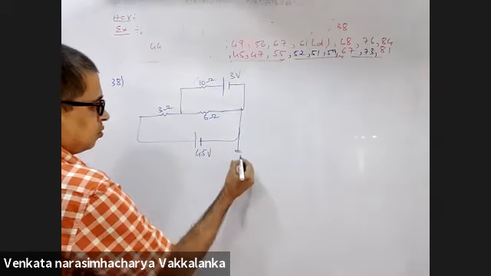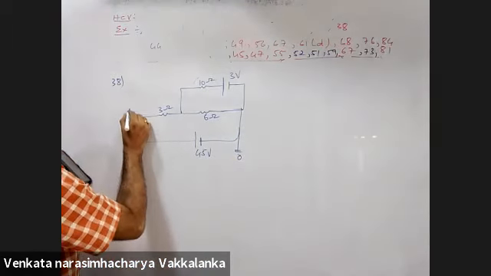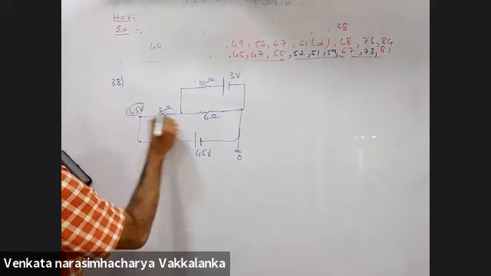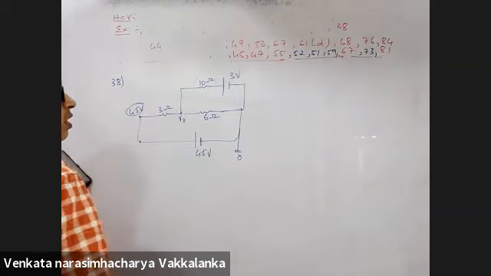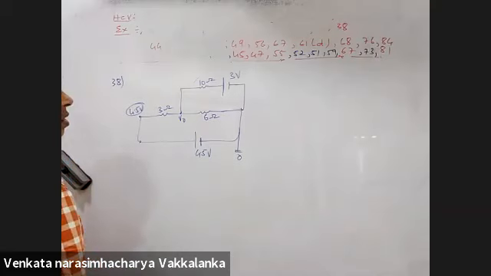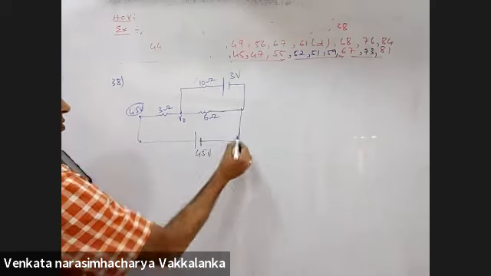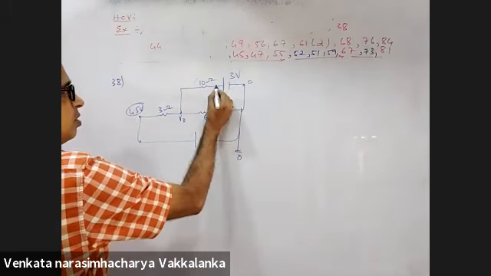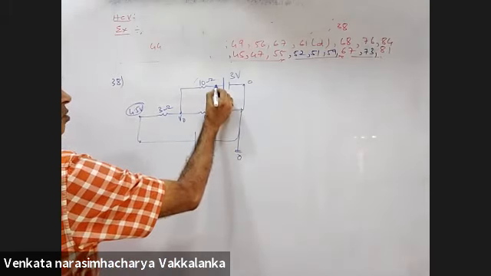Yes, sir. Now take this as 0. This will be 4.5 volts. I take this to be V naught. Right? Yes, sir. So this will be 0, this will be 0. How much will this be? 3 volts.